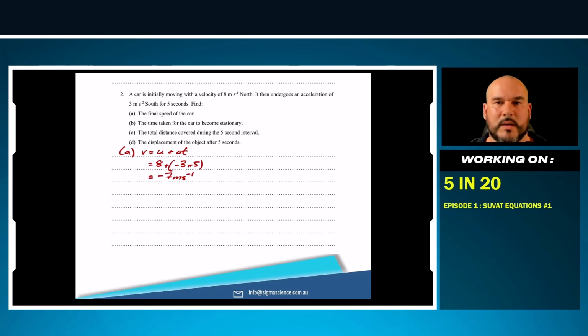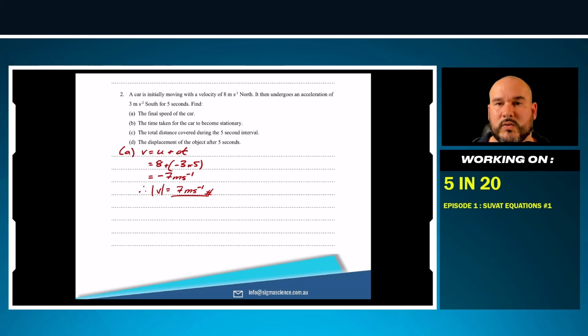Okay, so when you sum all that up, we get v is -7, but the question doesn't ask for velocity. The question asks for speed, which is just the magnitude of our velocity vector. So the magnitude of our velocity vector is therefore going to be 7 meters per second. Easy. Part B, the time taken for the car to become stationary.